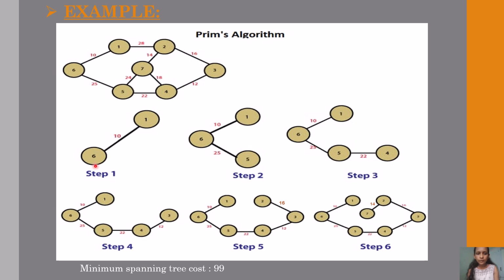In step 2, after step 1, that is 6 connected with 1, we could also move in this way. That is, 1 can also be connected with 2 with a cost of 28. But node 3 is also connected with 2 with a lesser cost than that from 1. So rather than connecting 1 with 2 in step 2, we connected 6 with 5. So step 6 will give the minimum spanning tree with a minimum cost of 99.